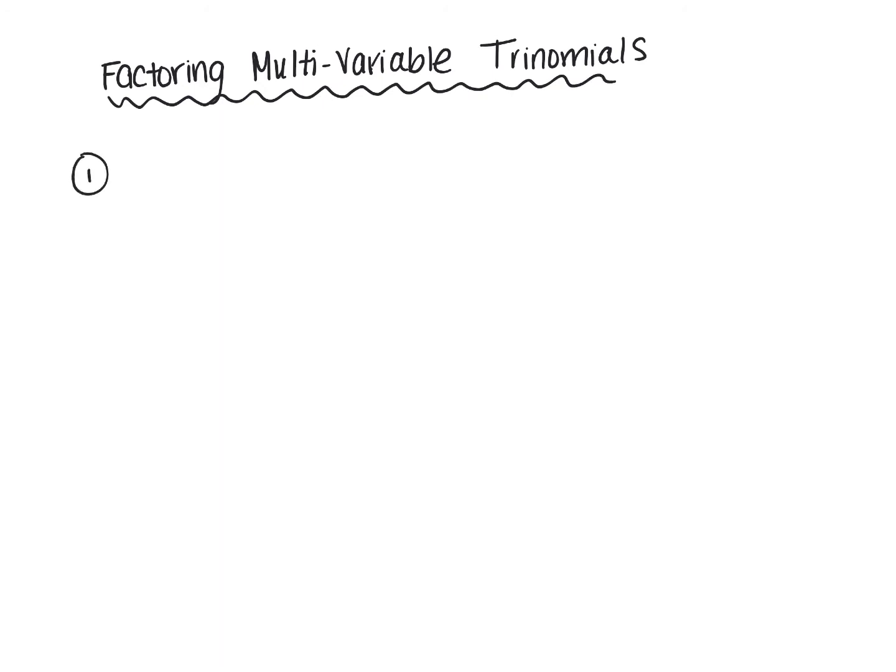Example number one says factor 3x to the fourth plus 15x squared y squared minus 108y to the fourth. At first glance, this seems rather tricky, but if we follow the flowchart, it's really not as bad as we think. We're going to look for GCF first. I see an x here and an x here, but I don't see an x here, so I can't take an x out of all of them. I see a y, but no y here, so I can't take out a y.